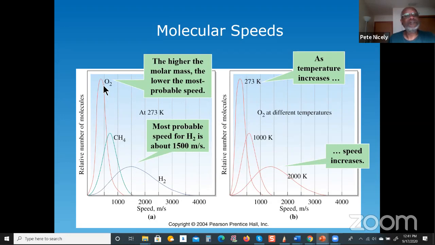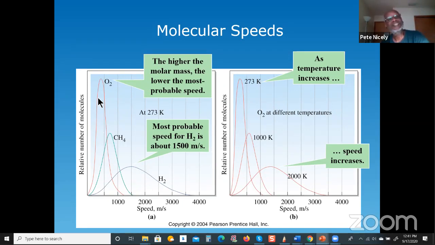So you'll notice as you go from oxygen to methane to hydrogen, the root mean squared speed increases. And that makes sense because oxygen has a molar mass of 32, so it would be the heaviest. Methane has a molar mass of about 16, which would be next in line in terms of mass. And then the lightest molecule here is hydrogen, which has a molar mass of about 2.